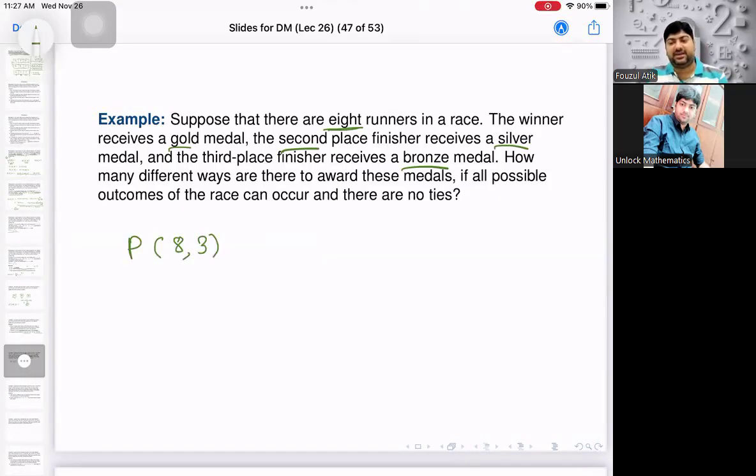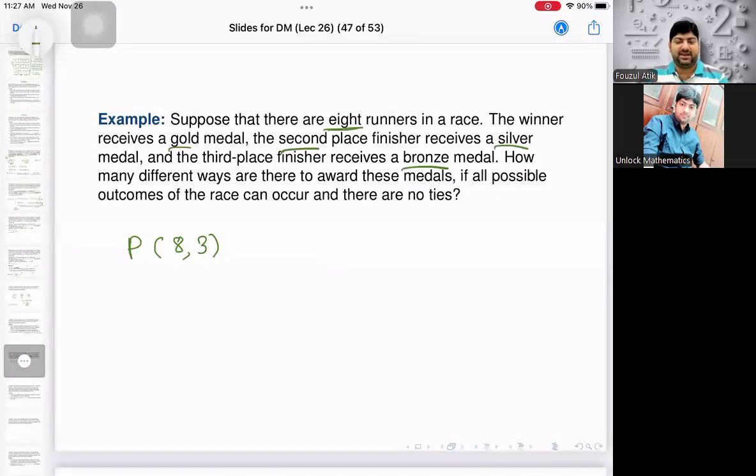Correct? Or you can think in that product rule. The product rule is the base of permutation. So the first position you can fill up with the first gold medal, you can give it to any one of the 8. So 8 possibilities. Then the second one is 7 possibilities, and the third one is 6. So 8 into 7 into 6.